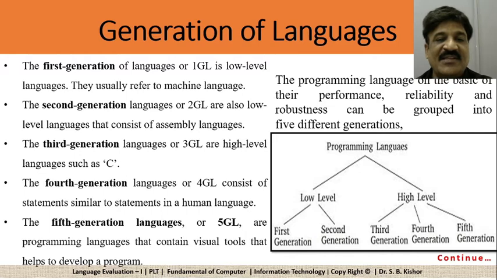Basically the 4GL consists of what? Statements similar to the statements that human languages use. We will discuss all of them one by one during the next few slides. Then the 5th generation language is the language which contains what? Visual tools that help to develop programs, which consist of artificial intelligence. It is one of the major topics. Then machine learning and deep learning, these are some of the hot topics that come under the what?